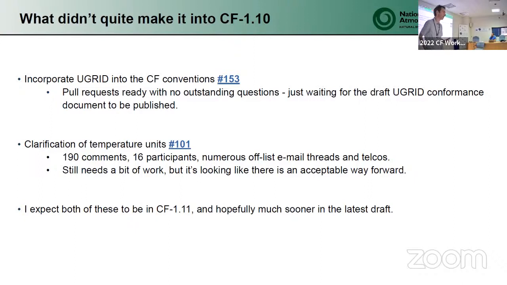So UGrid is a representation of unstructured grids. That exists as its own standard, and the aim is to reference it from CF and accept that it is part of it rather than copying it in. But that's pretty much ready to go. We're just waiting for a conformance document to be published. It's been written, so that really could have gone in. That's for next year. And the other one is the clarification of temperature units, the dreaded 101.